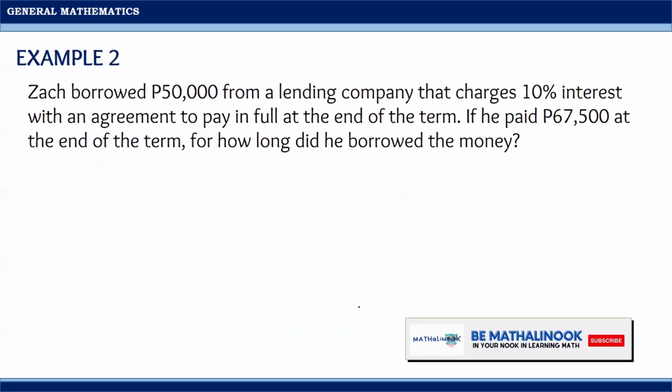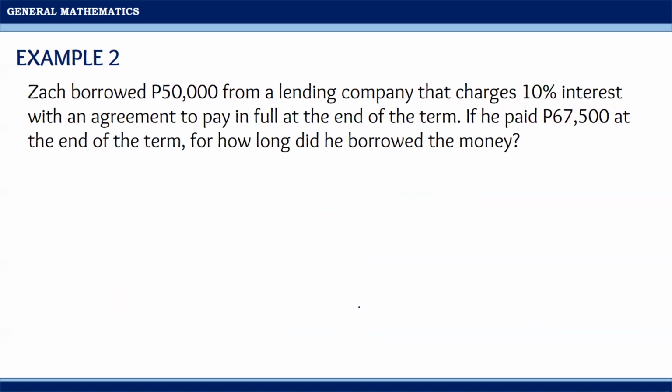Let us go to the next example. Zach borrowed 50,000 pesos from a lending company that charges 10% interest with an agreement to pay in full at the end of the term. If he paid 67,500 pesos at the end of the term, for how long did he borrow the money? Looking at the question, we need to look for the value of T.